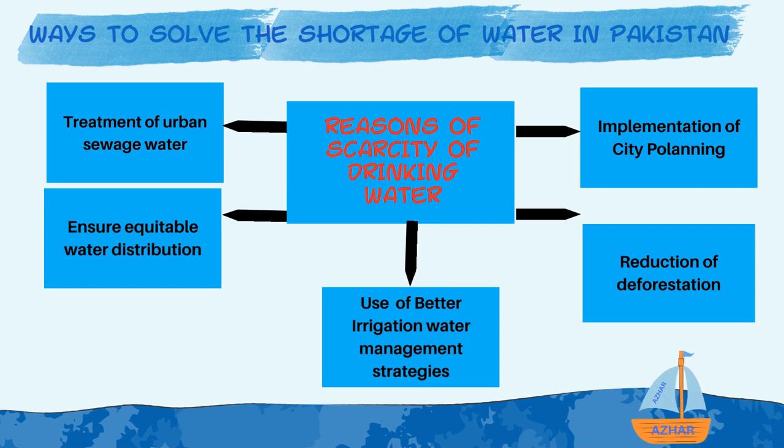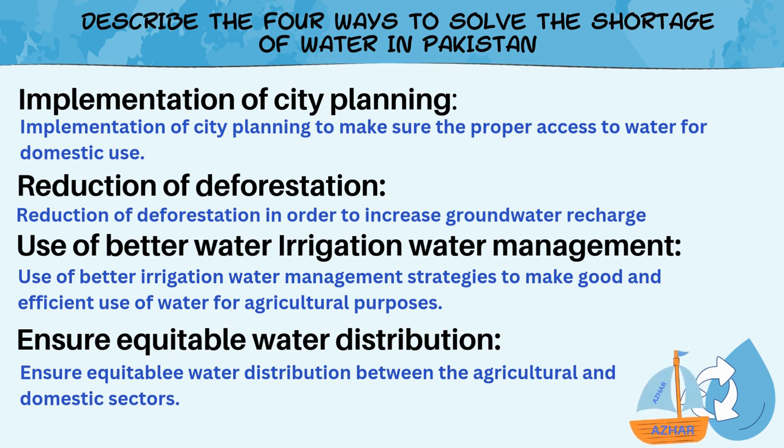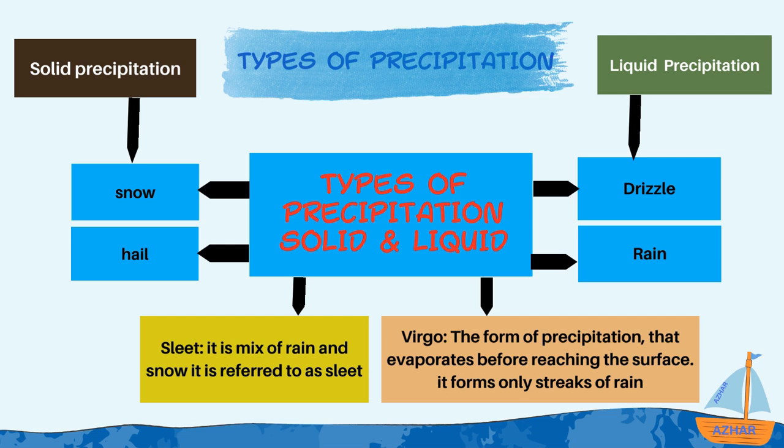Now it is time to ensure equitable water distribution. We should plan an equitable distribution to our domestic, industrial, and agricultural fields. Now we will see a question. Describe the four ways to solve the shortage of water in Pakistan. We have already discussed these 4 points. You can read the slide, and if you want to write, you can write the answer of this question from this slide. Now we should move to next.